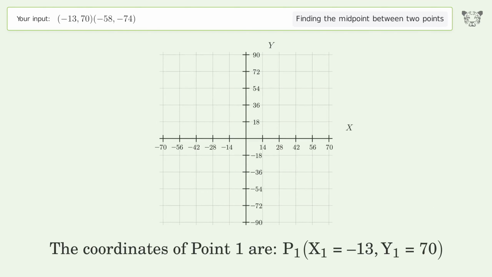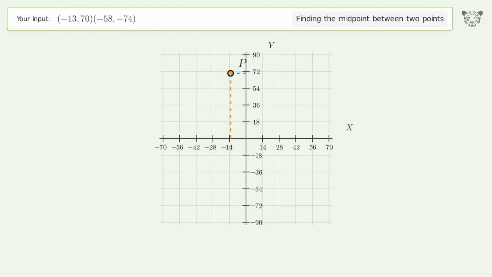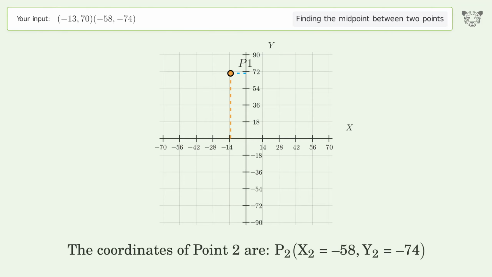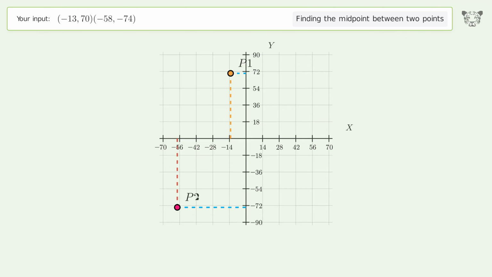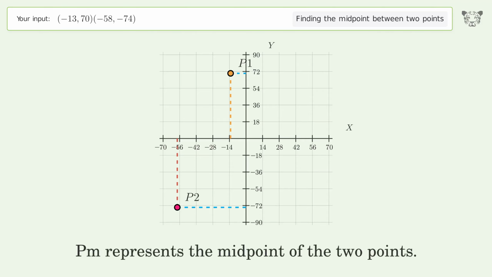The coordinates of point 1 are, x1 equals -13, y1 equals 70. The coordinates of point 2 are, x2 equals -58, y2 equals -74. PM represents the midpoint of the 2 points.